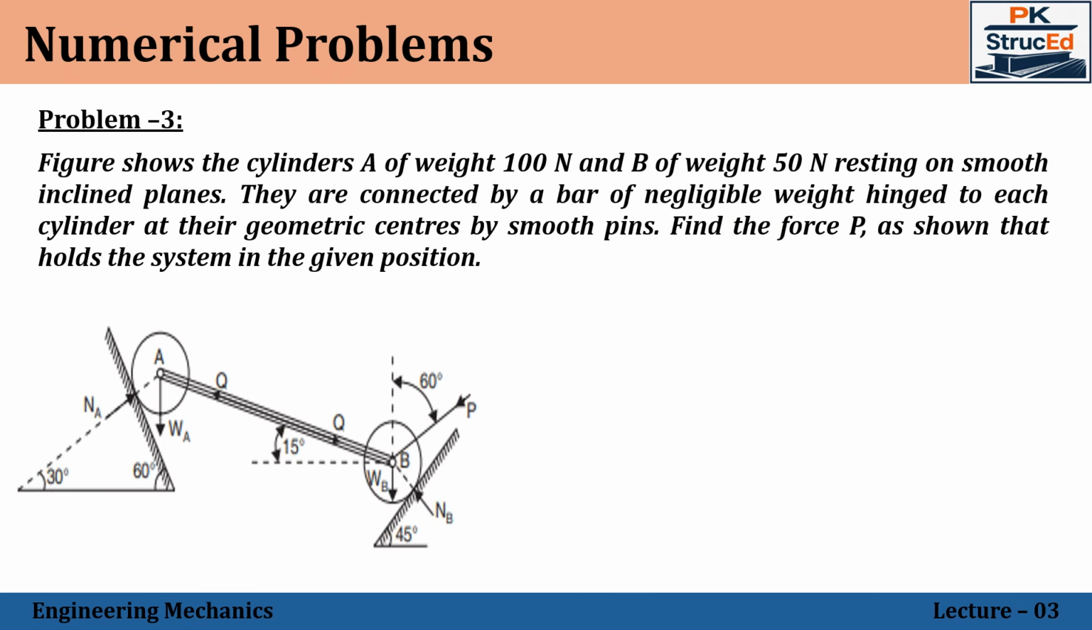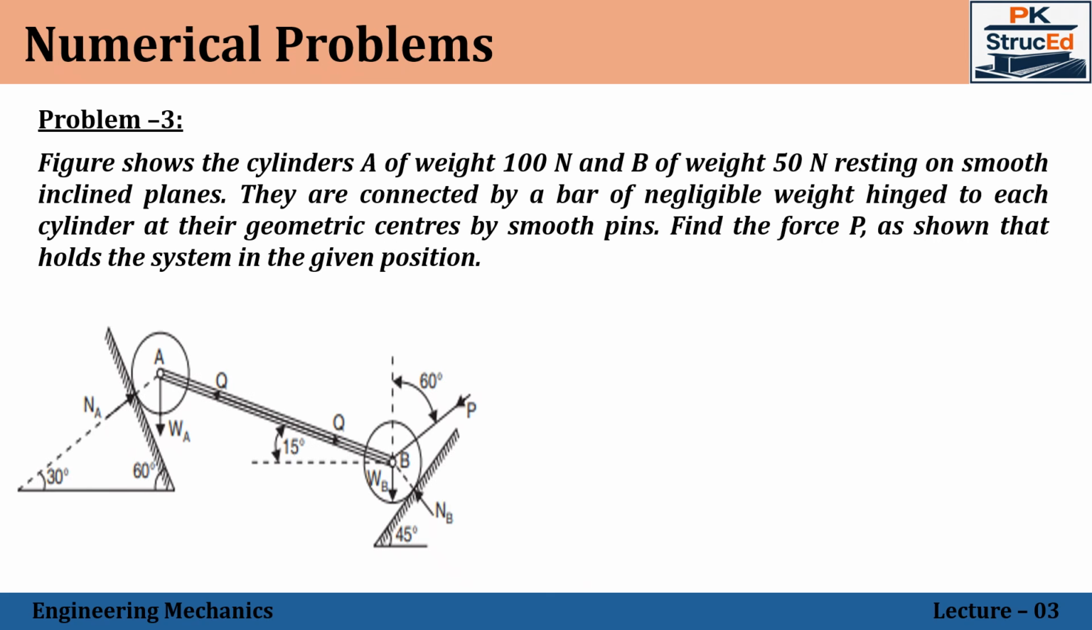We have a figure that shows cylinders A of weight 100 Newton and B of weight 50 Newton resting on smooth inclined planes. They are connected by a bar of negligible weight, hinged to each cylinder at their geometric centers by smooth pins. Find the force P, as shown, that holds the system in the given position.